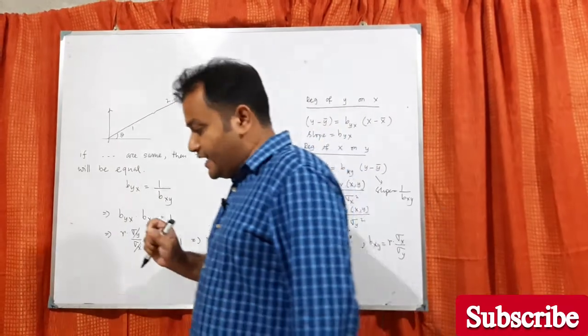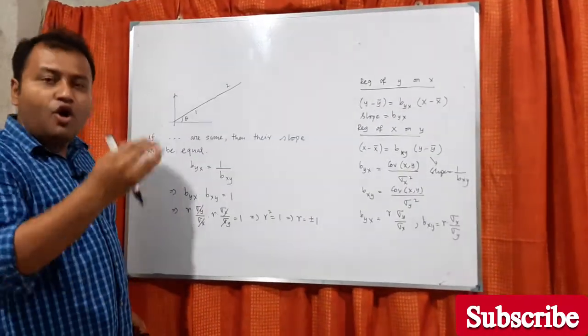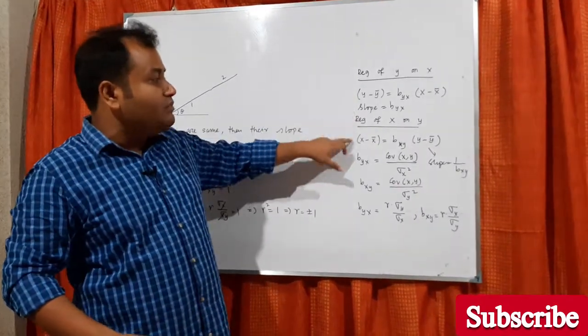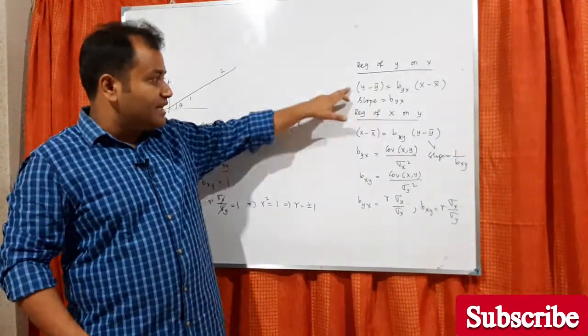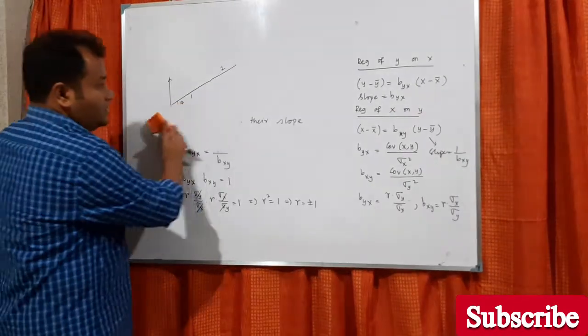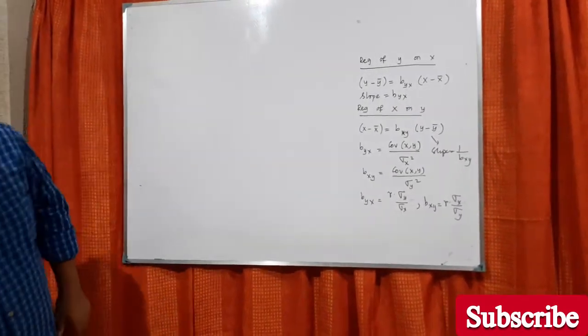That means we can say that if the r value is 1 or minus 1, then these two lines will be basically the same line. Okay. So today's class, this much only. So what have we discussed in today's class?